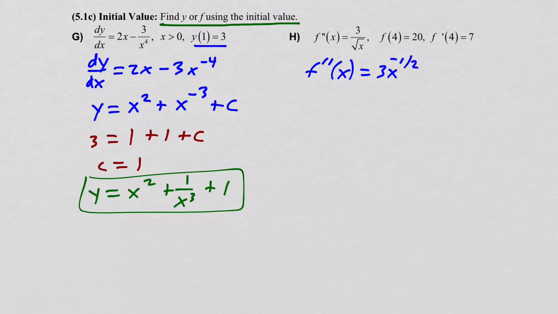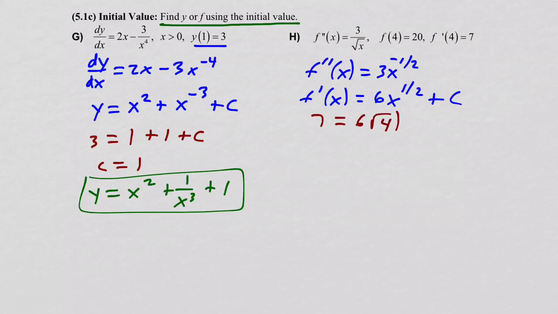So our antiderivative will be f prime of x is equal to 6x to the 1/2 power plus c. We can quickly check this to make sure we did it right. That would get us 3x to the negative 1/2. From there, we're going to plug in 7 for f prime of x and 4 for x. So this will be 6 times the square root of 4 plus c. So this is 7 equals 12 plus c, so our c value is negative 5.